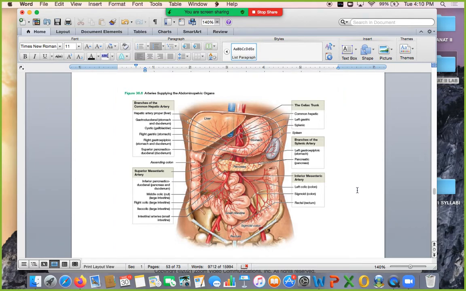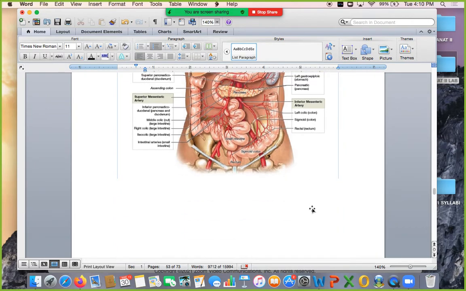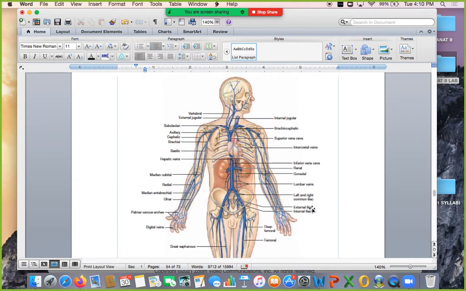Again, continuing down, inferior mesenteric artery. That splits into the left colic, sigmoid, and the rectal. All right, so that is all arterial supply.